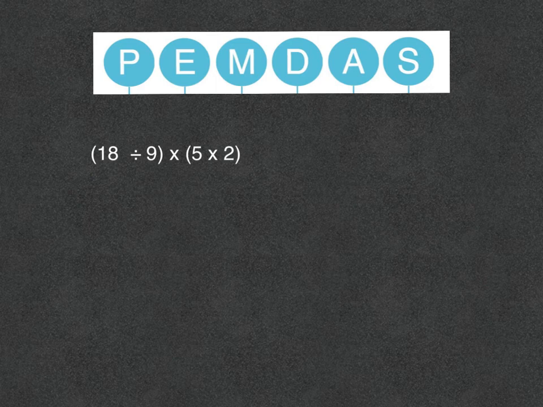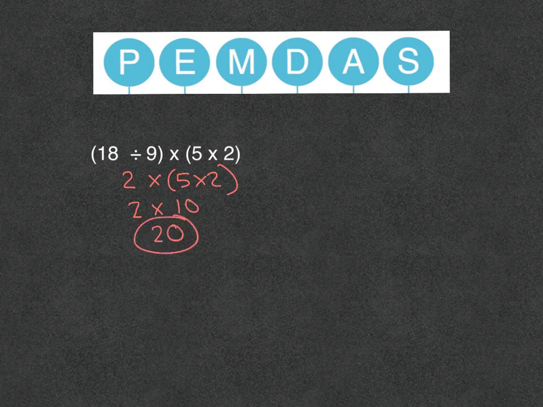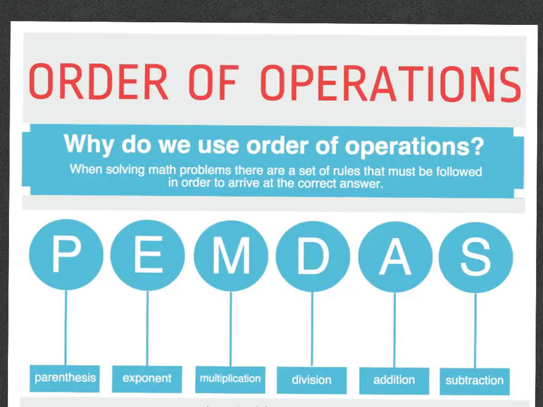Just a couple more. All right, so now we have 18 divided by 9 times 5 times 2. So 18 divided by 9 is 2, times 5 times 2. Next simplification, we're going to simplify the 5 times 2, which is 10, and we get 20. So we've done all of it. We did parentheses, no exponents. We did multiply, divide, and there was no addition or subtraction.